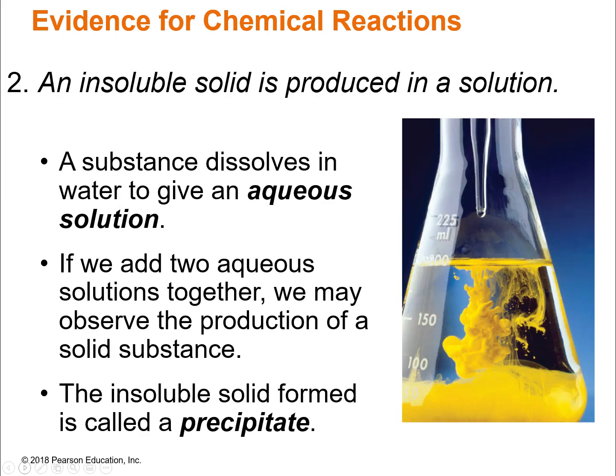The second way is that an insoluble solid is produced in a solution. So you've got 2 aqueous solutions, which just means 2 things dissolved in water. You mix them together, all of a sudden you have a solid form. That solid is called a precipitate. It may be colored, like in this image. It could be white, which a lot of substances are white. But either way, if you see a solid form when there was no solid before, that's a chemical reaction.